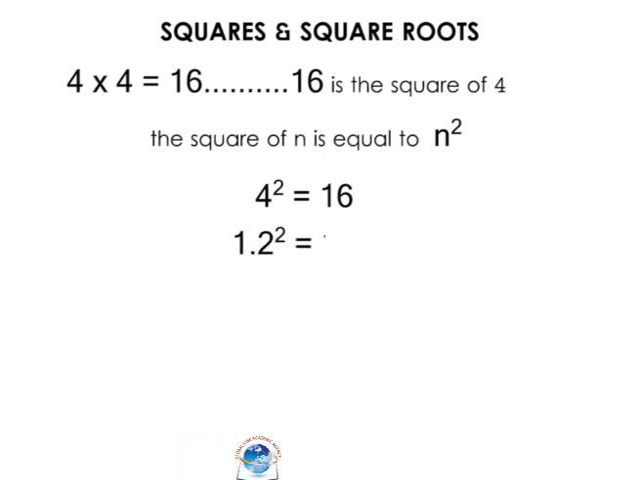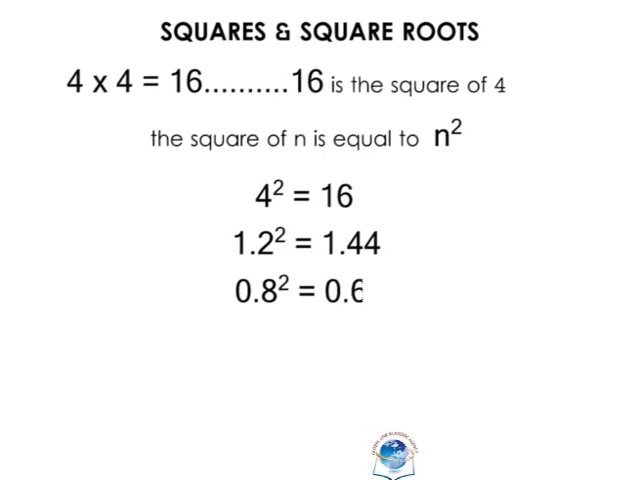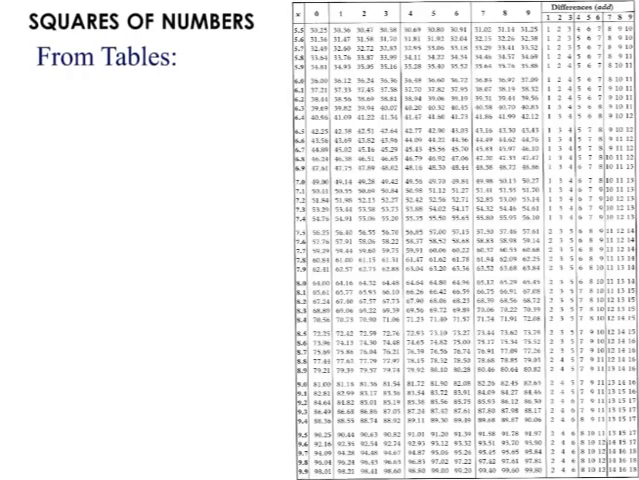1.2 squared is equal to 1.44. 0.8 squared is equal to 0.64, and so forth. When working with small whole numbers, finding the square is quite easy, perhaps because over time we have managed to have the multiplication tables at our fingertips. But it gets more complicated when working with decimals, and multiplying the numbers might be tedious and time-consuming. Luckily, we have mathematical tables of squares of numbers from which you can read the square of any number.